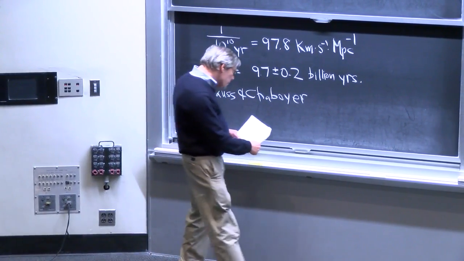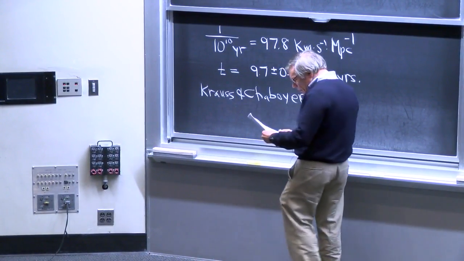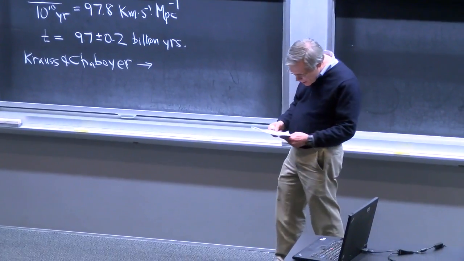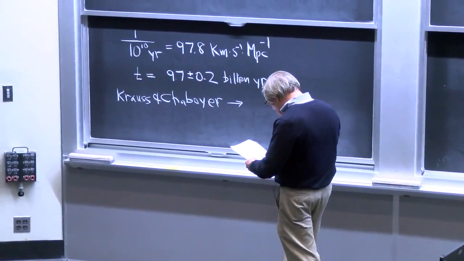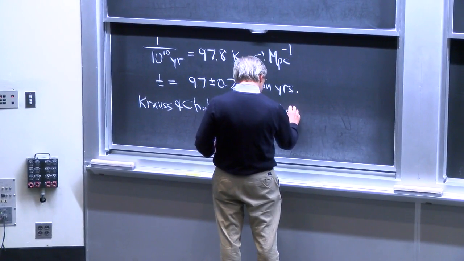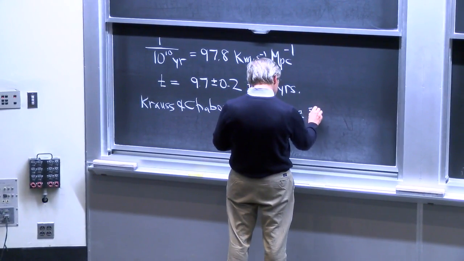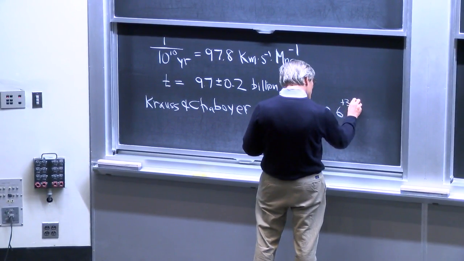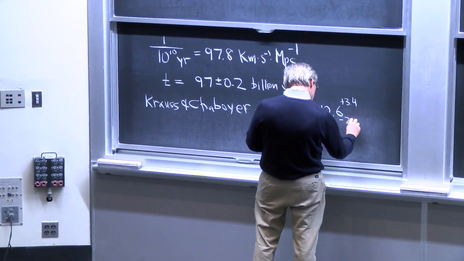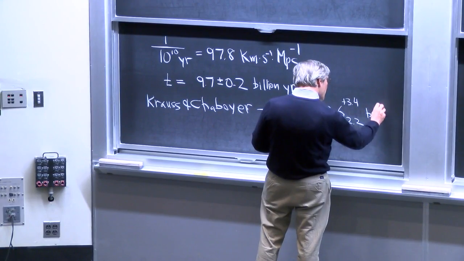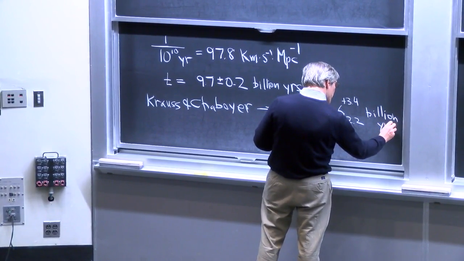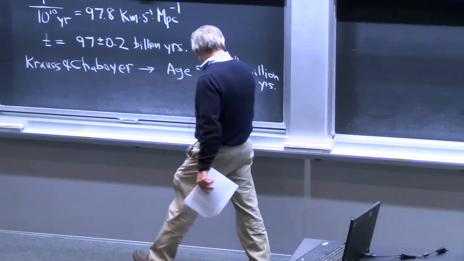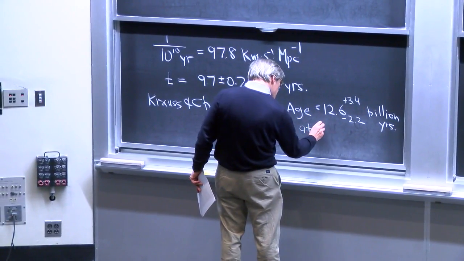And what they decided by studying globular clusters, which are supposed to contain the oldest stars that astronomers know about, is that the oldest stars, they said, had an age of 12.6 plus 3.4 minus 2.2 billion years. Now, this is a 95% confidence number.